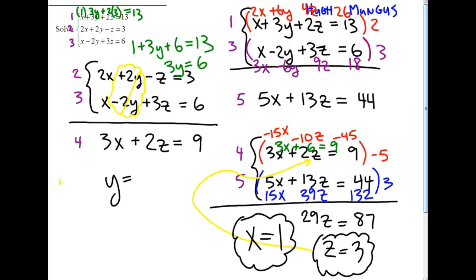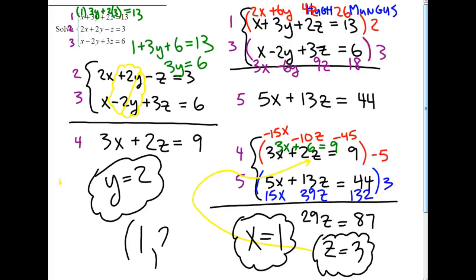That's kind of a fun little problem because you know what happened there? Hi, Callie. You know what happened there? The answer was 1, 2, 3. It's as easy as 1, 2, 3.